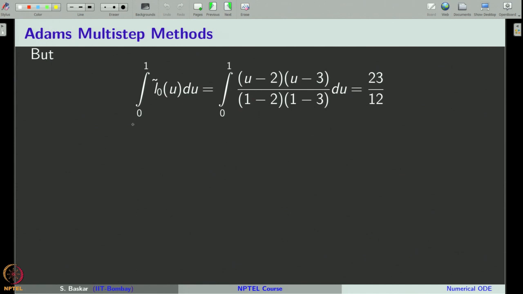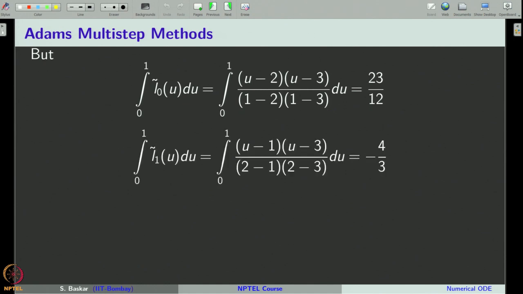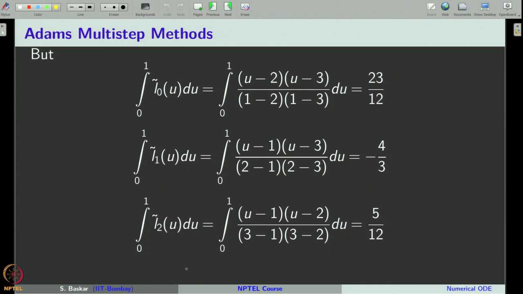Let us take the first integral, the integral from 0 to 1 of l0 tilde of u du. Now, you see the Lagrange polynomial is given like this. It is easier for us to integrate it because the grid points are now integers, and that can be easily evaluated and obtained as 23/12. It is not very difficult, you can directly get it. Similarly, the integral from 0 to 1 of l1 tilde is given by -4/3. Recall this is b1, this is b2. And similarly, the integral from 0 to 1 of l2 tilde is given by 5/12 and that is b3. So, we got b1, b2 and b3.